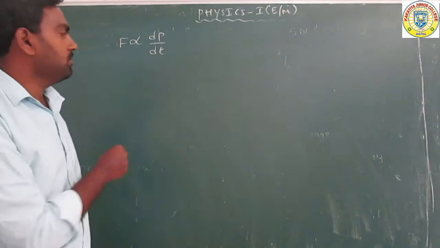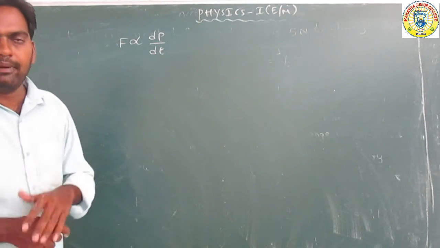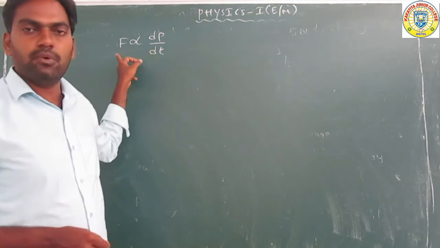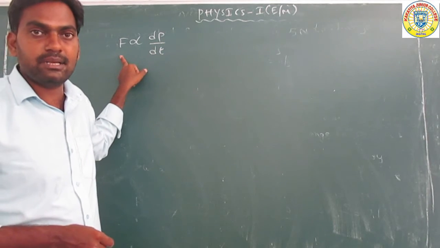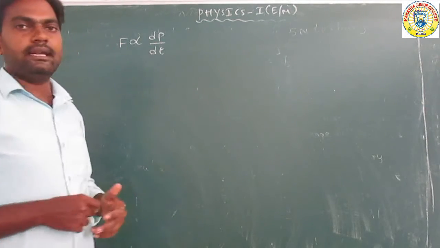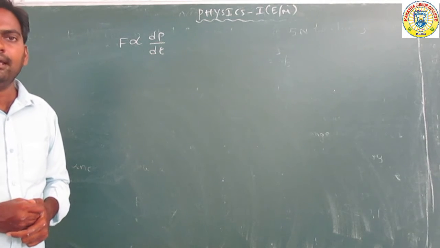Got it? Once again, P is nothing but momentum. The change in momentum is directly proportional to the force acting on the body, in the direction of the force. So we can write it mathematically: F is directly proportional to dP by dt.